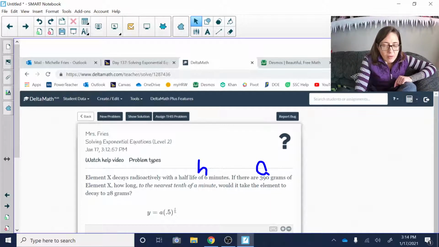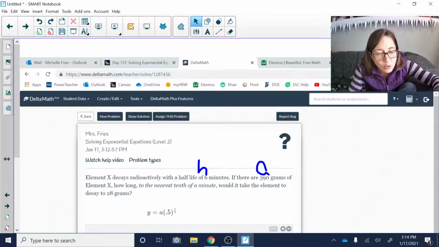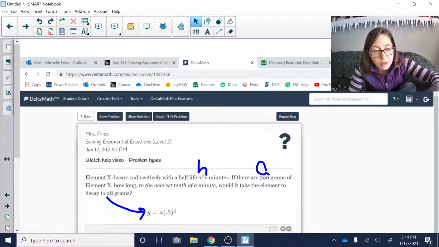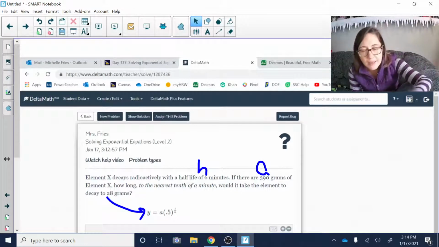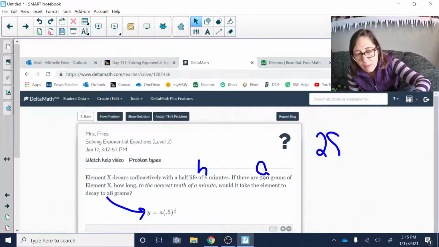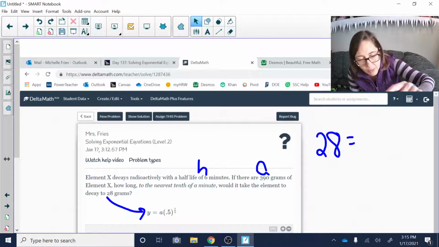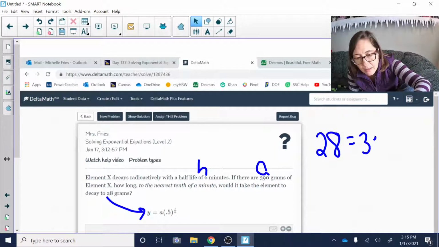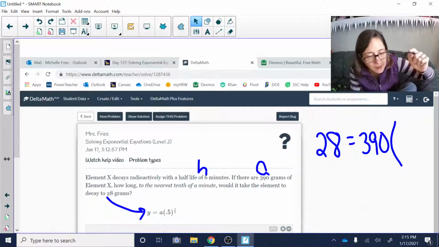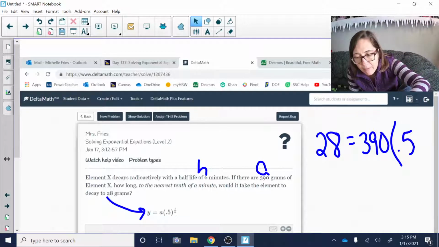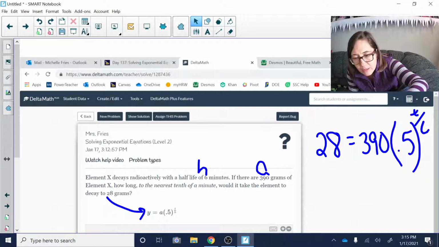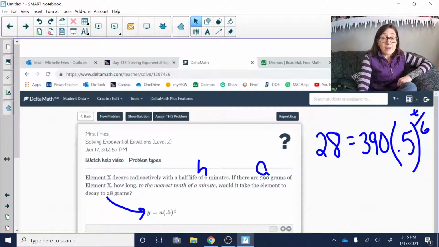And I want to know how much time it's going to take, so I'm looking for T. How much time it would take to get the element to decay to 28 grams. So that's what I want my output to be, 28 grams. Let me fill everything in here. I'm going to replace the Y with the 28. The A I'm replacing with a 390 times 0.5 to the T over 6. Okay, so I filled everything in.